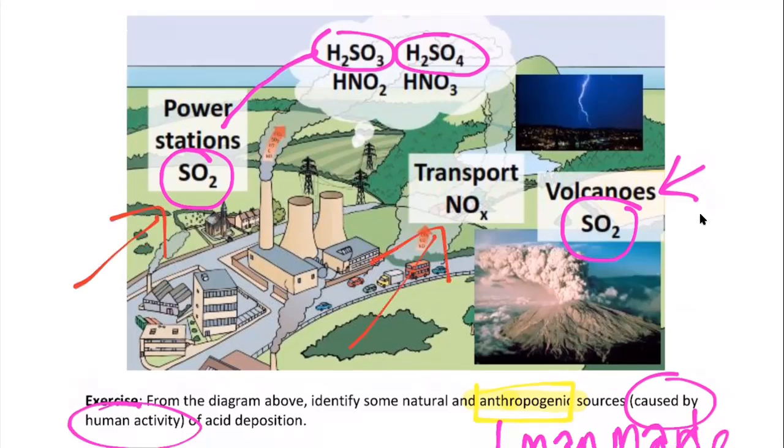The transports are going to give off nitrogen oxide gases, it could be NO2, NO3. Those are going to go up in the air and they're going to produce nitrous and nitric acid. Okay, so any of the compounds that contain sulfur are going to produce one of the sulfur acids. Any of the ones that produce nitrogen gases are going to produce the acids with the nitrogen in them.